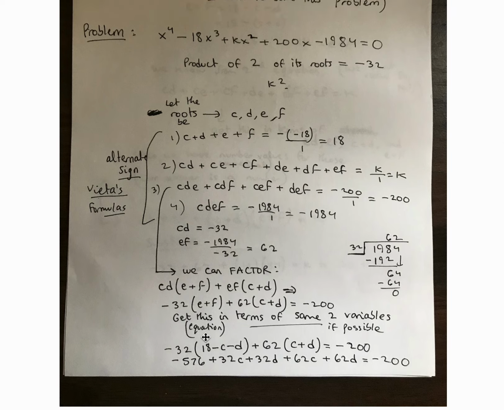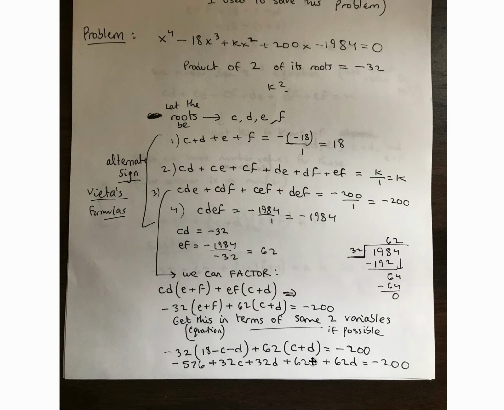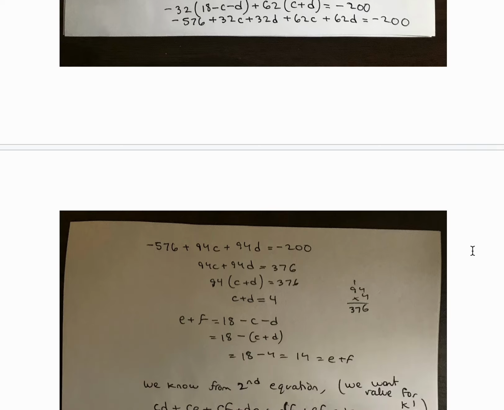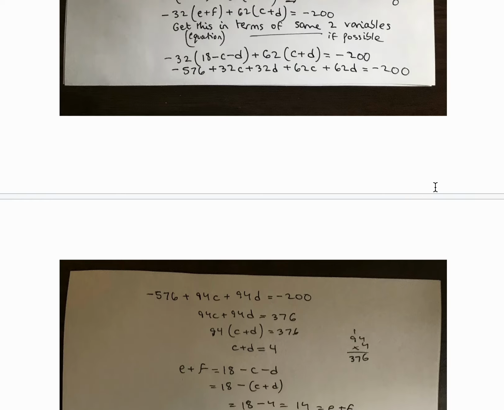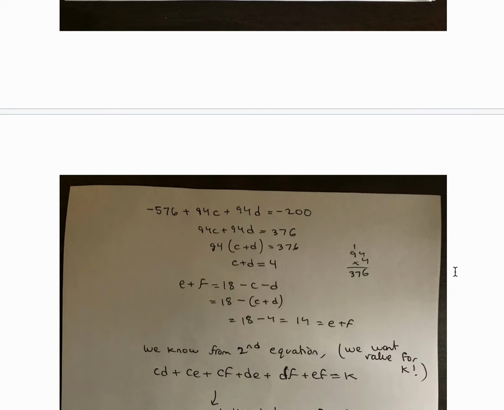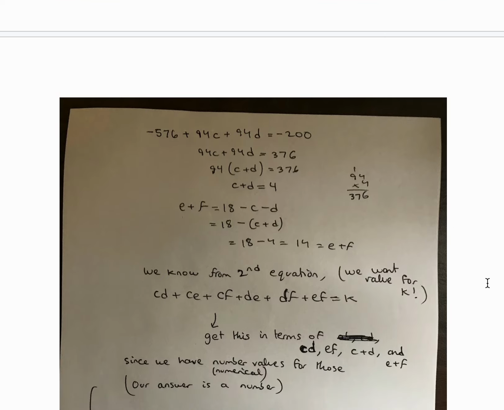And then I get negative 32, substituted that, plus 62 times C plus D is equal to negative 200. And I can expand this out. Negative 576 plus 32C plus 32D plus 62C plus 62D is equal to negative 200. And then I can combine like terms and move the constants to one side. So I get 94C plus 94D is equal to 376.